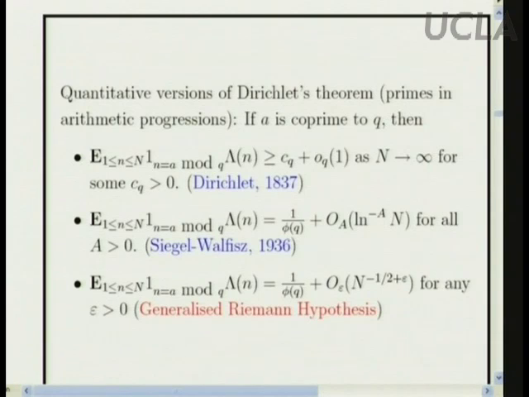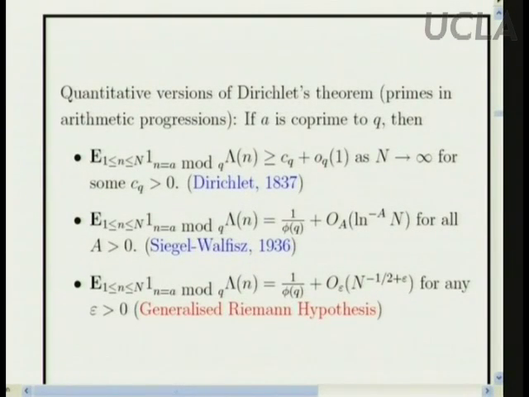Somewhat later, once the prime number theorem was proven, people were able to make this much better. Not only could they say that this average value was bounded below by some lower bound, but they could actually give a much more precise expression. This average was actually equal to something very specific: 1 over phi of q, where phi of q is the number of residue classes that are co-prime to q, plus a small error. This is what's called the Siegel-Walfisz theorem, and that's a very important theorem in analytic number theory.